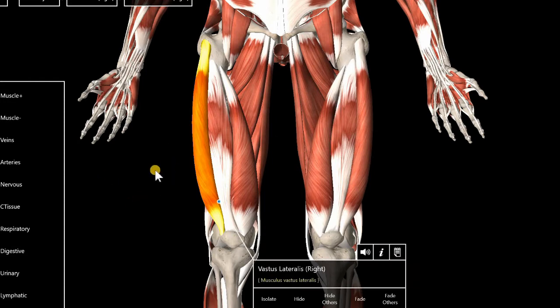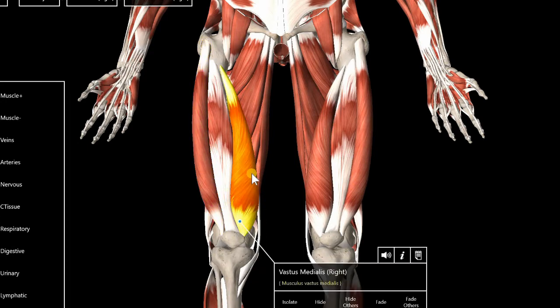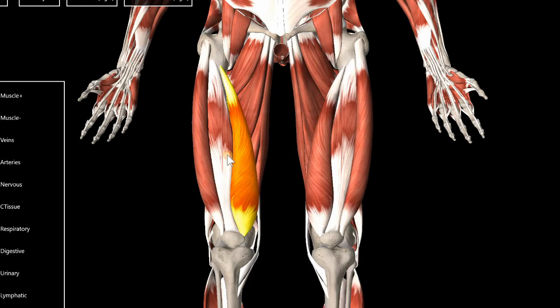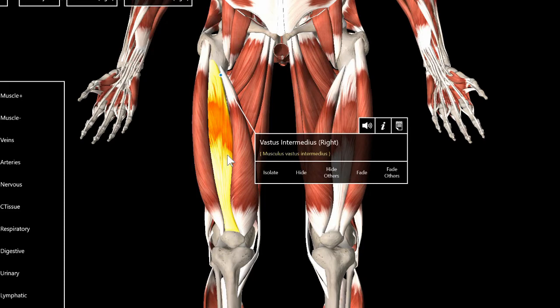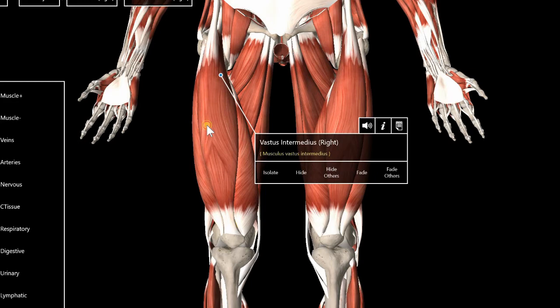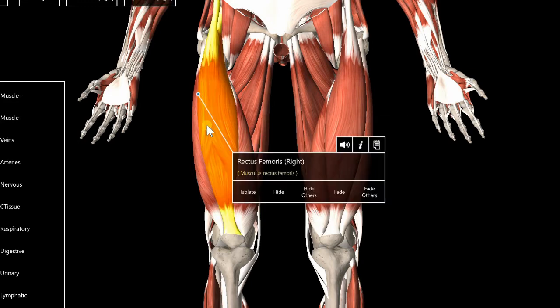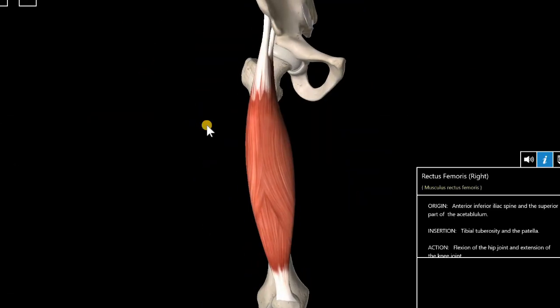This is the outside part of this person, so the lateral side, so that's the vastus lateralis. You have the inside part of the person, or the medial side, so the vastus medialis, and then in between the 2 muscles, therefore the vastus intermedius. And then the muscle that goes on top, the rectus femoris. Okay, we'll start with this one.